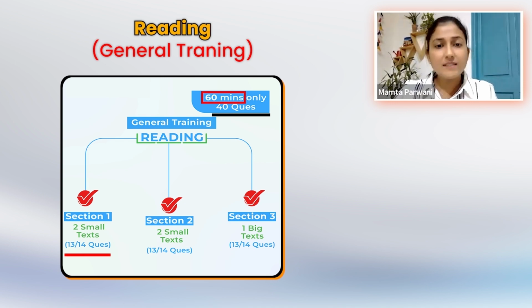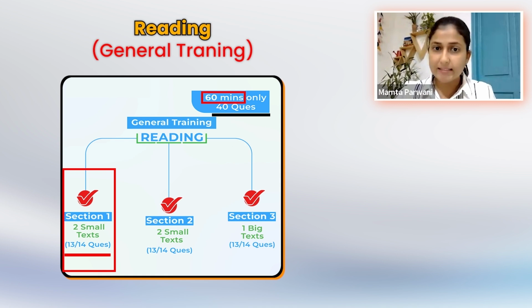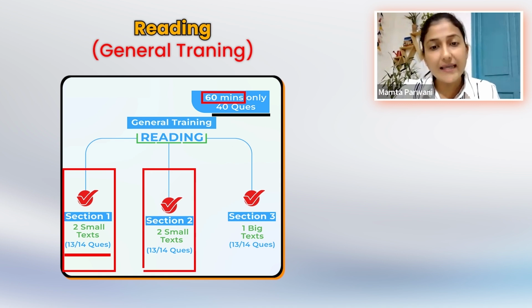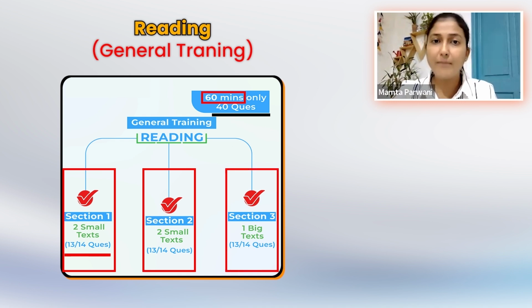Here, for section 1, we have 2 small texts. For section 2, again 2 small texts. Section 3 has 1 big passage. So again I'll say the similarity is section 3 is same, just like academic. When I say same, remember I'm not saying that the passage would also be same. The passage would be different. Of course, the length, the difficulty level, all that would be same.